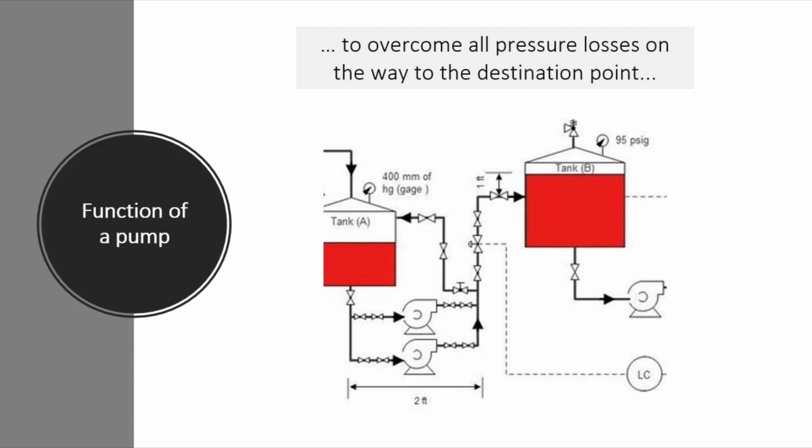In a process engineering context, the function of a pump is to raise the liquid pressure to the required value in order to overcome all the obstacles, pressure losses on the way from initial point to a final point and deliver the liquid to its destination, such as all the losses on the way from tank A to tank B as depicted in this diagram.